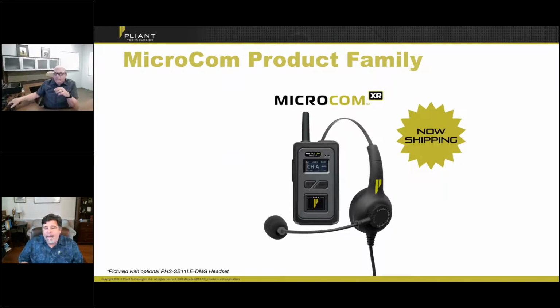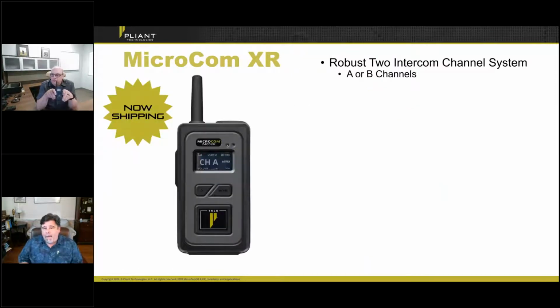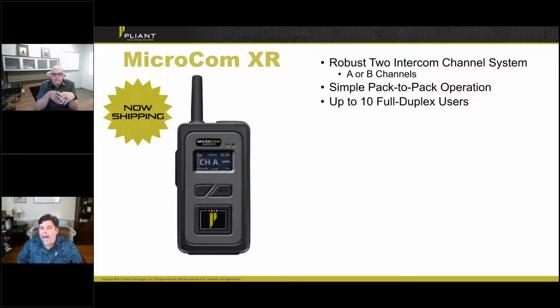So now we are beginning to ship our brand new MicroCom XR. And the XR is a very exciting product. This also operates in 900 and 2.4. We'll be talking about that later. But this is a 2-channel system. It's A or B. So you can be listening and talking on A or listening or talking on B with the system. Very straightforward, simple pack-to-pack operation like the MicroCom M.